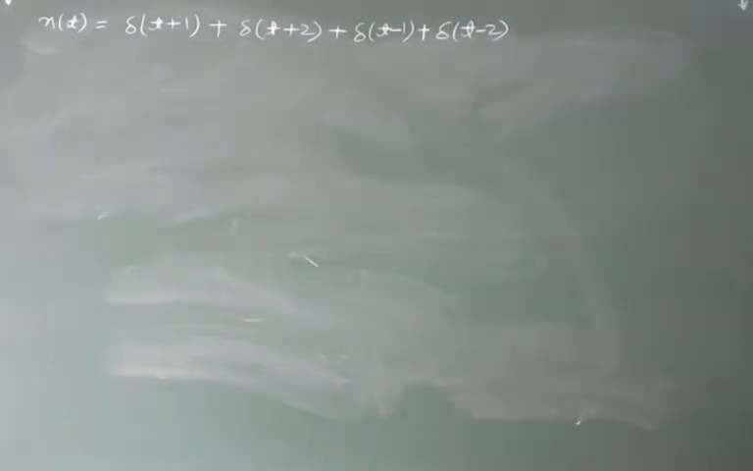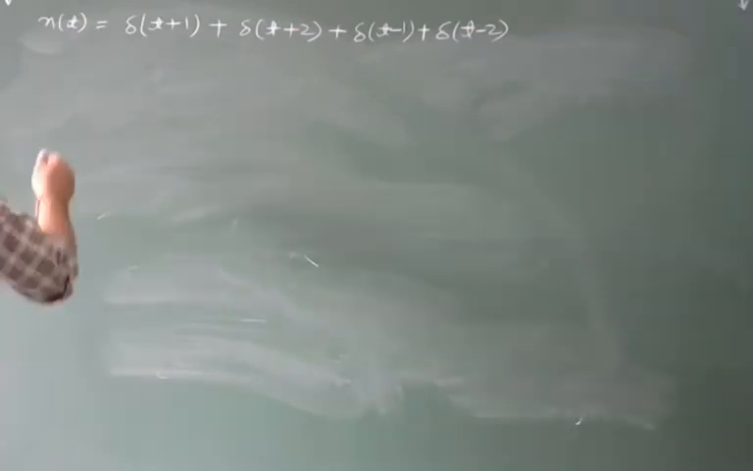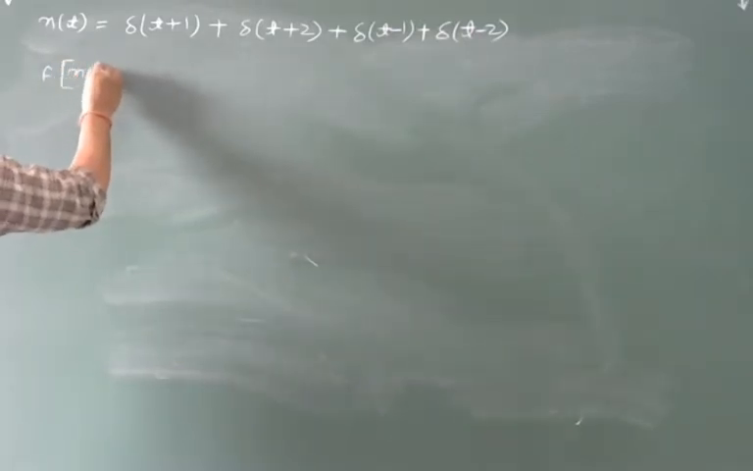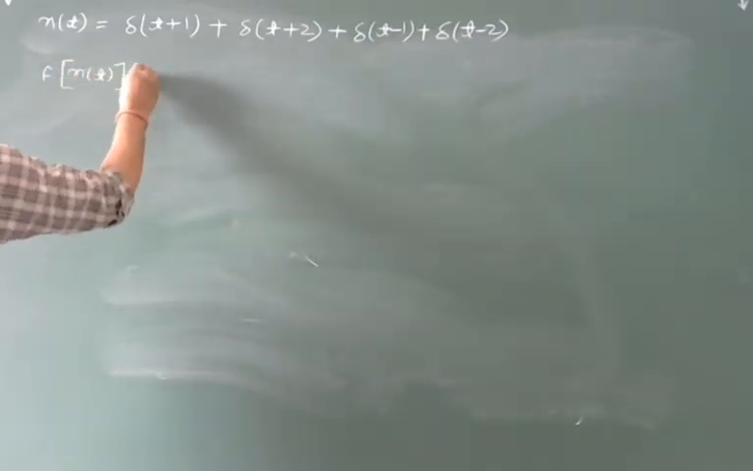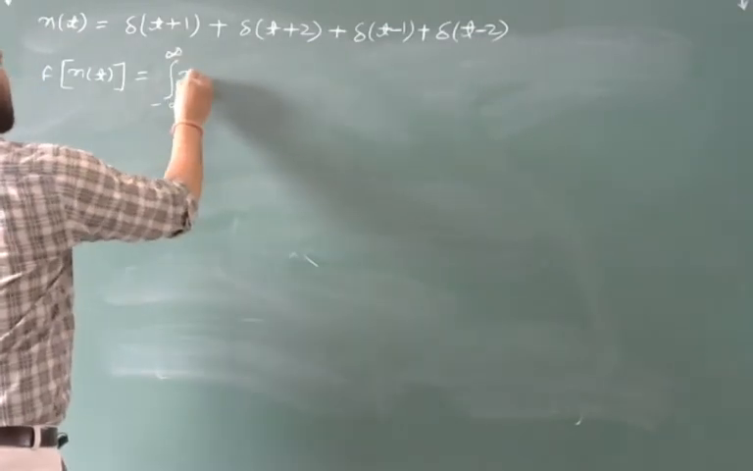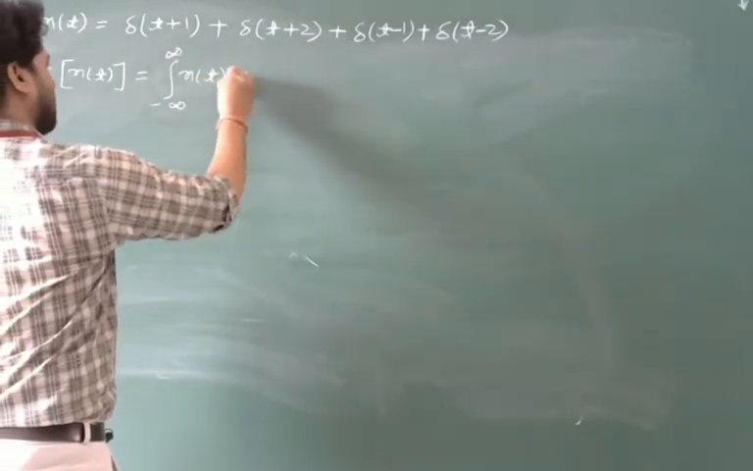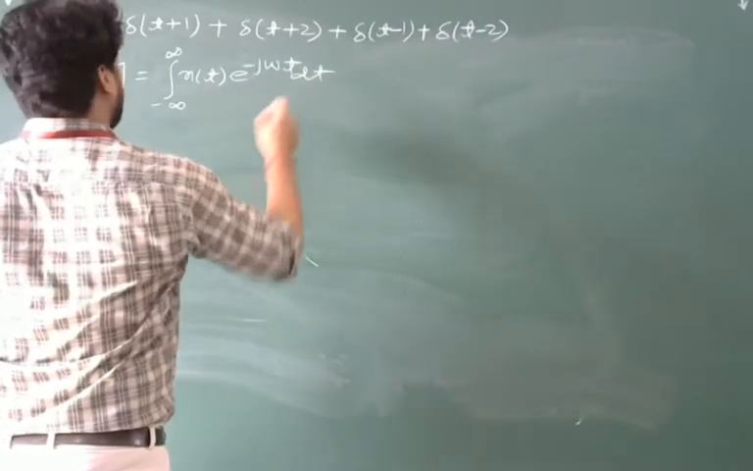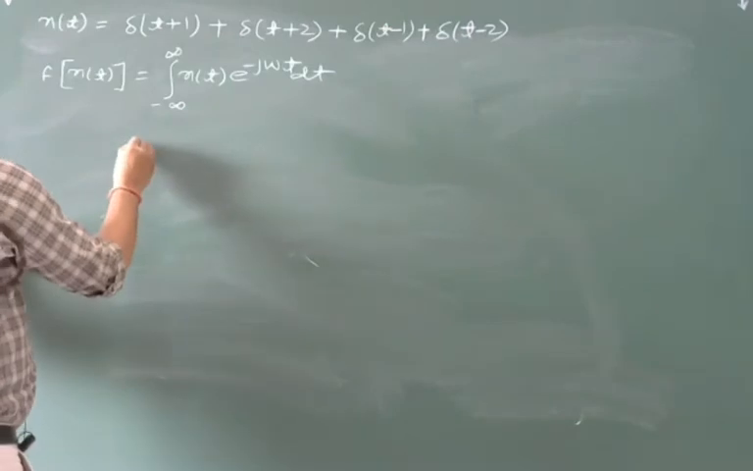As we know the Fourier transform of δ(t) is 1, or we can directly go by the formula. We will get the Fourier transform of x(t) equal to the integration from minus infinity to plus infinity of x(t) e^(−jωt) dt. The value of x(t) is given here.